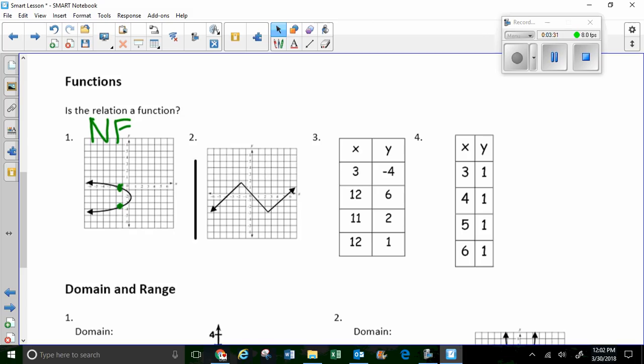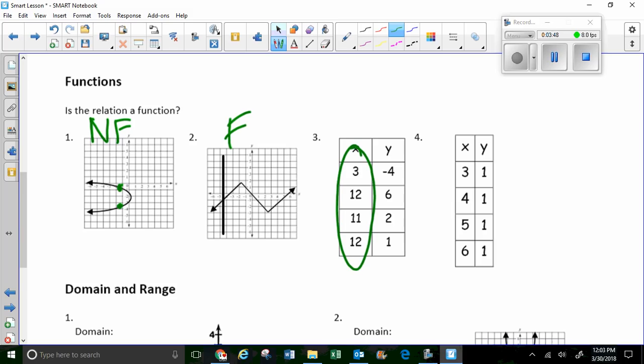Let's try it with our second graph. Running my vertical line through the graph, I'm only touching 1 point at a time, so that is a function. Now, for tables or ordered pairs, you're just looking simply at the x values. And no repeats allowed. So notice that 12 repeats, so that's no good, that is not a function. And then for number 4, I don't have any repeating x values. They're all different. And so it is a function. Notice my y's repeat, but it does not matter. My y's can repeat, it's the x's that cannot.